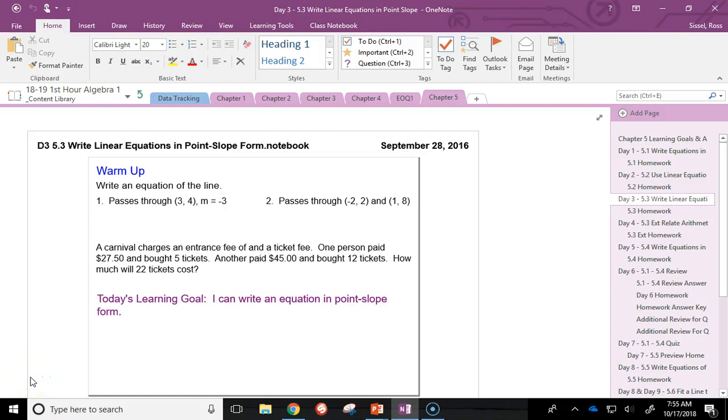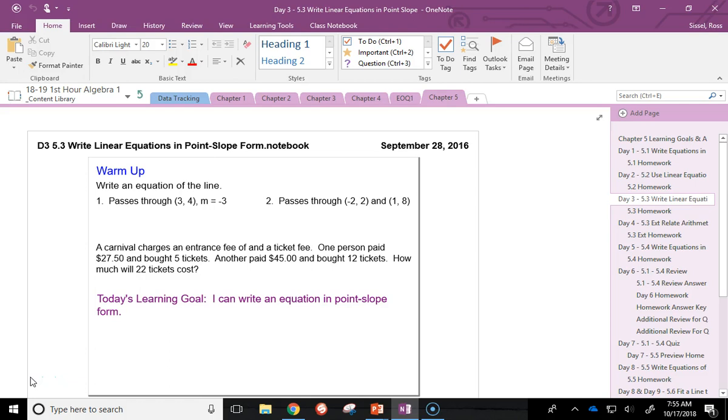On lesson 5.3, write linear equations in point slope form. Here's what we're going to preface this with: we do not typically use point slope form, but we're going to use it today. We don't use it as often. Okay? So just know that.